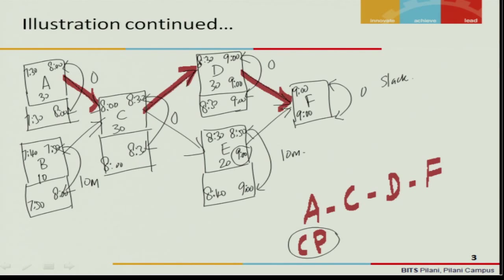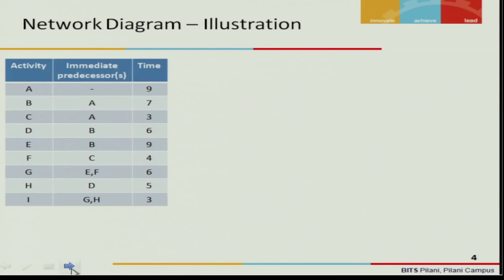Let us try to capture all these details in a little bit of a theoretical way, or try to generalize them into a kind of formula, so that we can use it for a more complex project. Before doing that, let us get into a slightly difficult project and try to do it in a systematic way. In our example, we have done it in a very crude way. We will try to do it in a systematic way, the way in which you will find it in the textbooks. Let us take an example here.